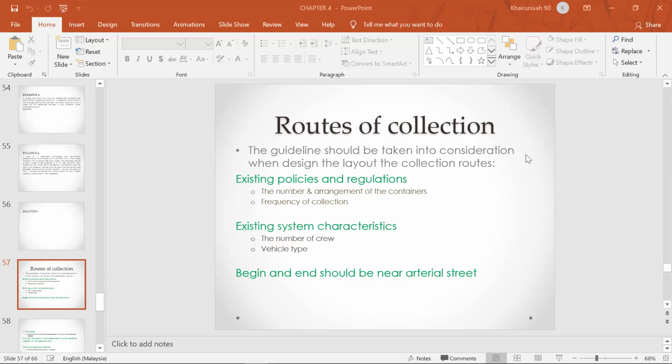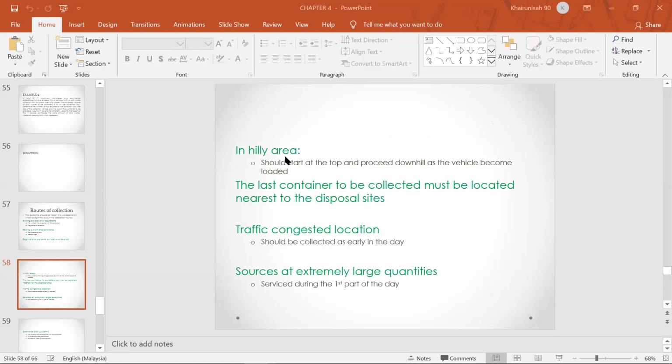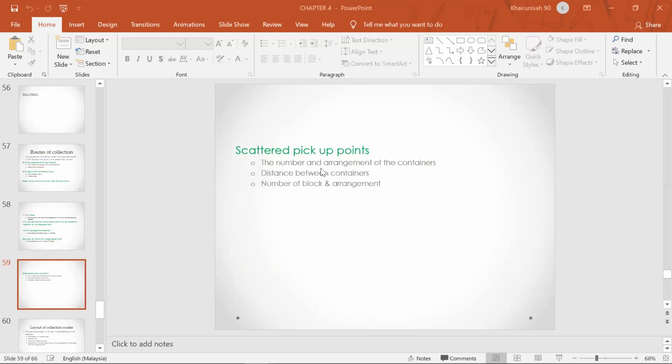Begins and ends should be near arterial streets to avoid traffic jams. In hilly areas, the last container to be collected must be located nearest to the disposal site. Traffic congested locations need to be addressed. And then sources with extremely large quantities and scattered pickup points.